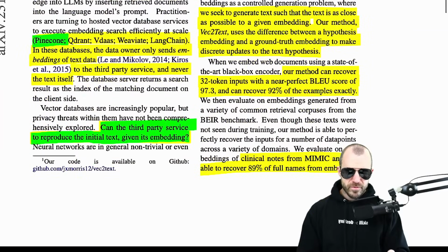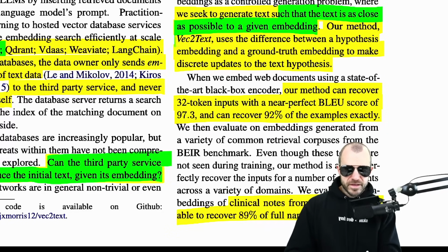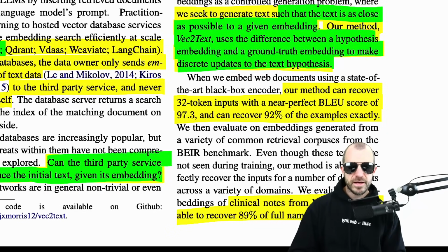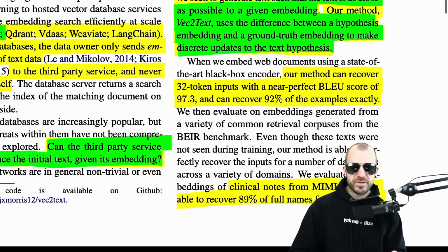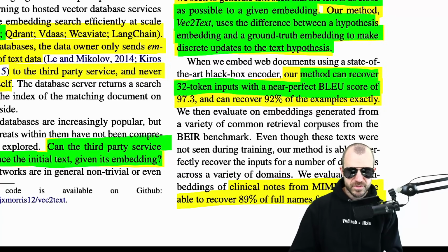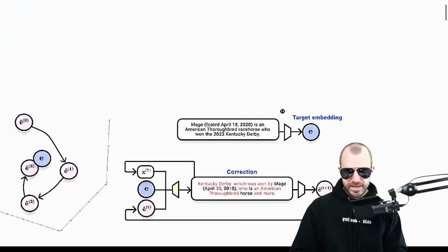So they say, we seek to generate text such that the text is as close as possible to a given embedding. Our method, vec2text, uses the difference between a hypothesis embedding and a ground truth embedding to make discrete updates to the text hypothesis. On the next page, we're going to look at exactly what their method is. But the result is that our method can recover 32 token inputs with a near perfect BLEU score of 97.3 and can recover 92% of the examples exactly.